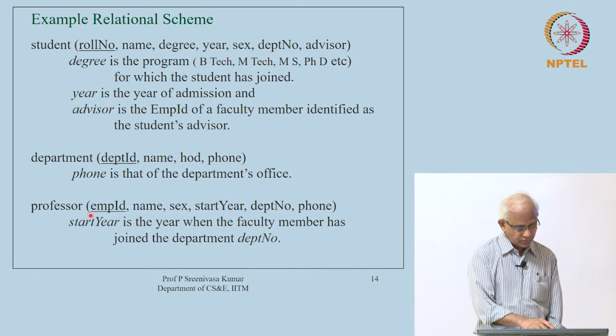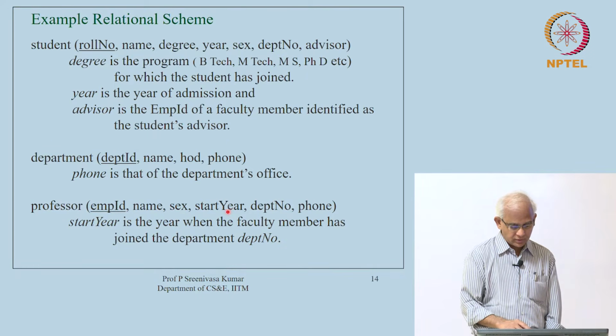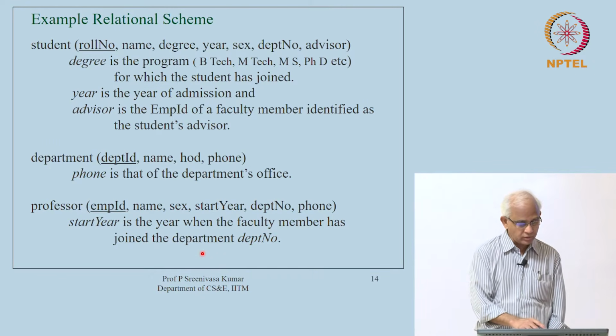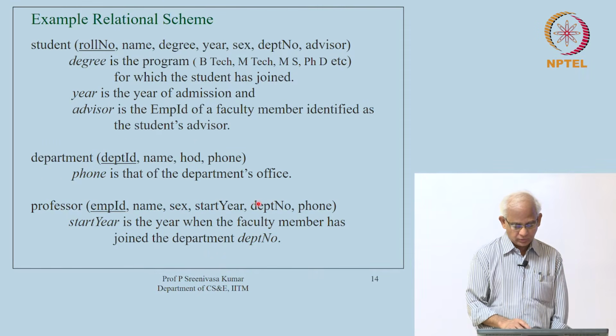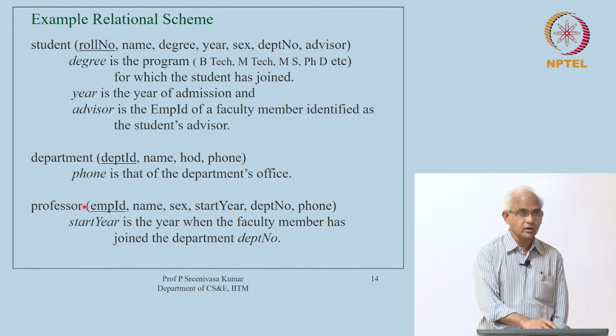Now, professor, employee ID, because professors are all employees of the institute. So, there is an employee ID and name, sex, start year. Start year is the year when the faculty member joined that particular department. All faculty members work in departments, so the department in which a particular person is employed is given by the department number, and then the phone number of the particular professor. These are the various attributes we have for the professor relation.